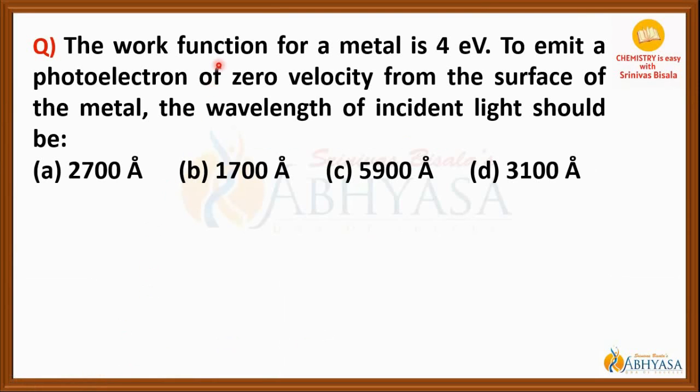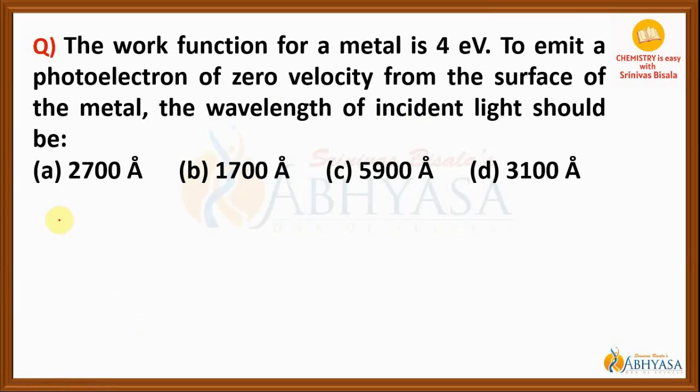Here it is. The work function of the metal is given as 4 electron volt, and to emit a photoelectron of zero velocity, this is the point where you need to focus. It is given that velocity of photoelectron is zero and the wavelength of the incident light we need to calculate. And similar pattern numerical is also given in NCERT. Let's solve this. It's a very easy one.